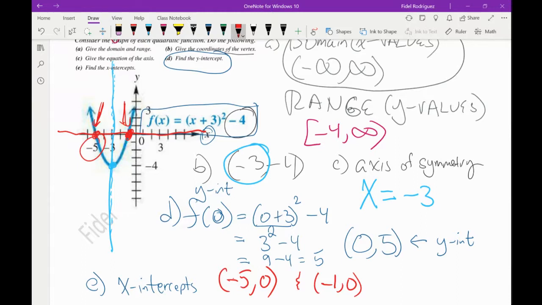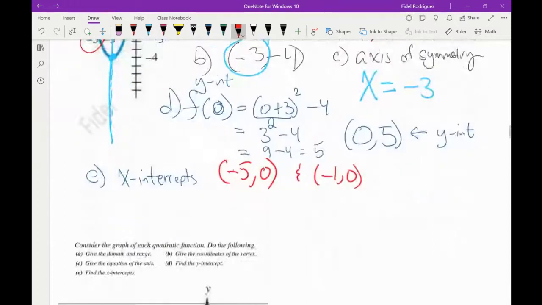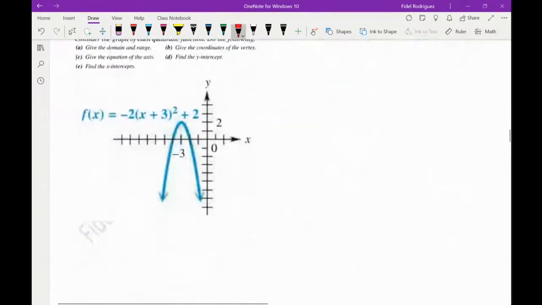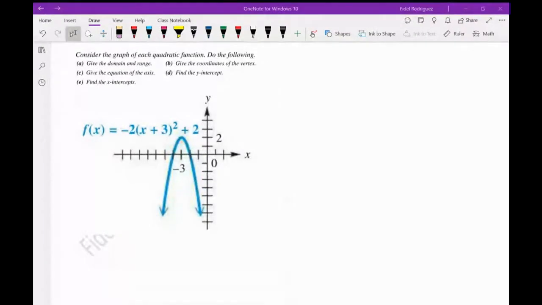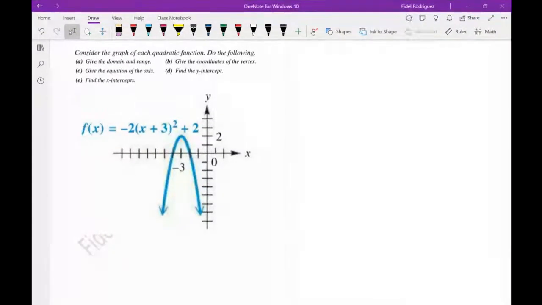Alrighty. So look, we're going to look at another problem. We're going to try to go about it the same exact way. Look at the next one here. We're going to do exactly the same thing. We're going to find the domain and the range. We're going to find the coordinates of the vertex. And we're going to do the equation of the axis, the y-intercept, and the x-intercept. Okay, so let's go super slow so we can make sure we're doing this part right.